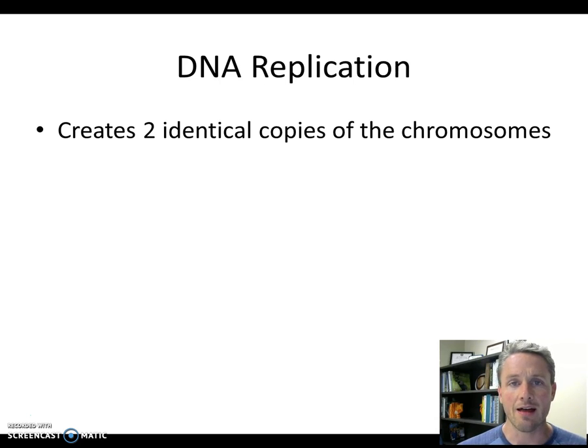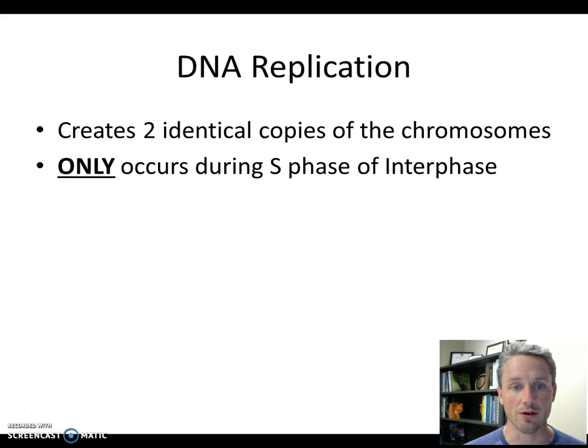So first, this process of DNA replication is going to create two identical copies of our chromosomes, or DNA. All right, so that's the main point, is we're going to copy all the DNA inside the cell. But I want to point out a couple things that DNA replication doesn't do, or when we don't do DNA replication. So first, DNA replication only occurs during S phase of interphase. So it only ever happens once during the cell cycle. We talked about the cell cycle a while back. S phase is the only time in the life of a cell that the DNA is replicated.